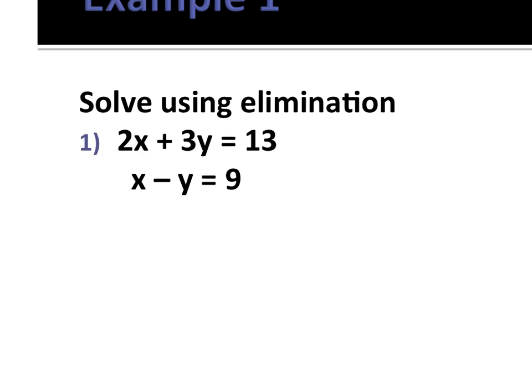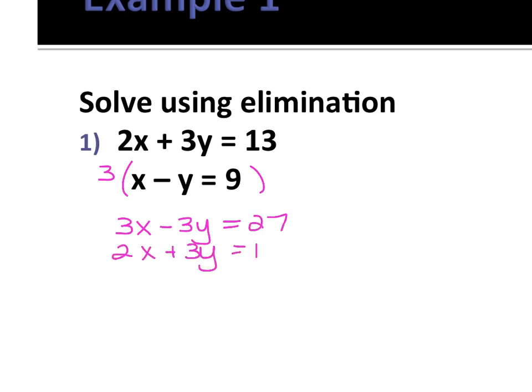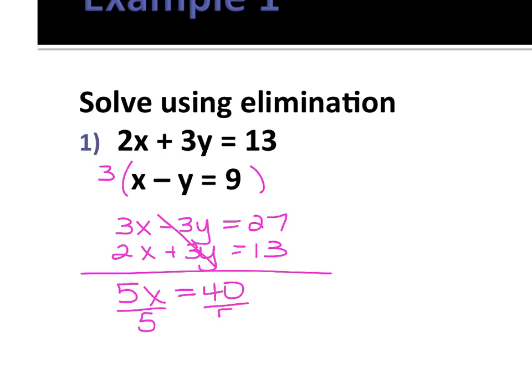Easiest thing to do is probably look for positive negatives, numbers that are factors of others. In this case, I've got a negative y and a positive 3y, which means I can just multiply this by 3. I'd get 3x minus 3y equals 27, and then add it to the first one. I'd get 5x. These cancel, which is what's supposed to happen, and this would be 40. Divide both sides by 5, and x equals 8.